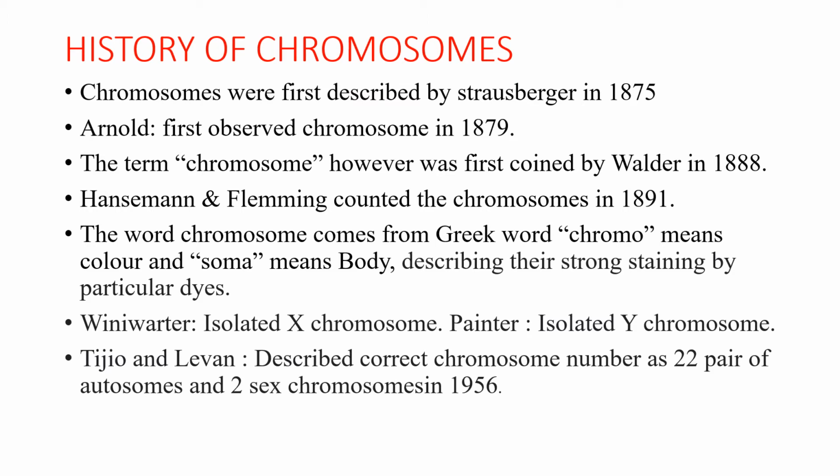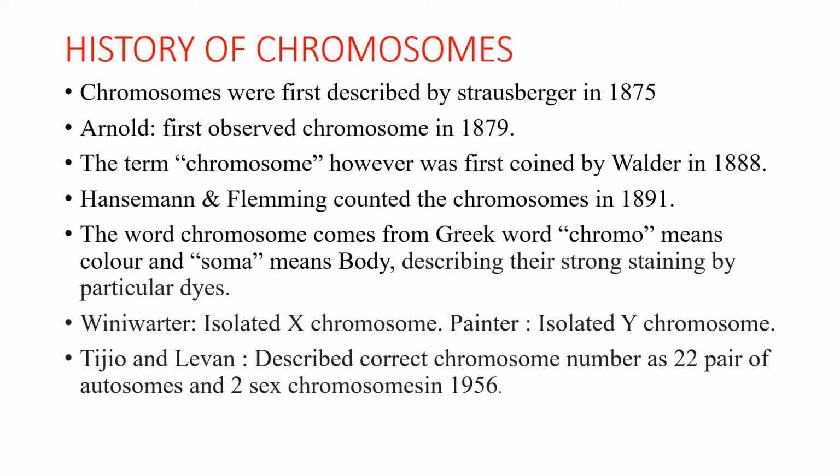History of chromosomes. Chromosomes were first described by Strasburger in 1875. Arnold first observed chromosomes in 1879. The term chromosome, however, was first coined by Waldeyer in 1888. Hansemann and Flemming counted the chromosomes in 1891.